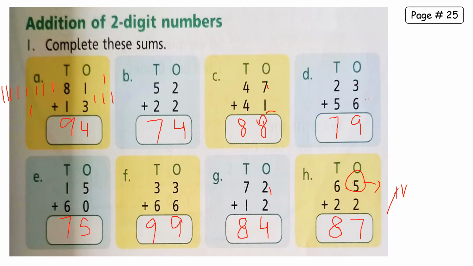You can draw lines like this and count them together, or you can do these questions in your mind if you can. So this is how we add two numbers. We start from the right side, ones column. We first add the ones column, then we add tens column, and when we add the ones column, the answer should be written in the same column, under this column in the same line. And similarly, when we add the numbers in tens column, the answer should also be in the same column.